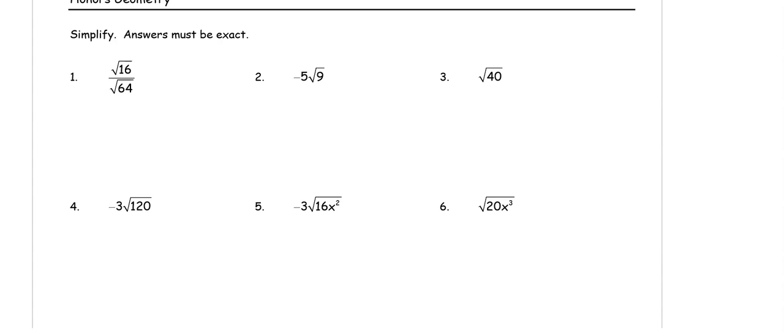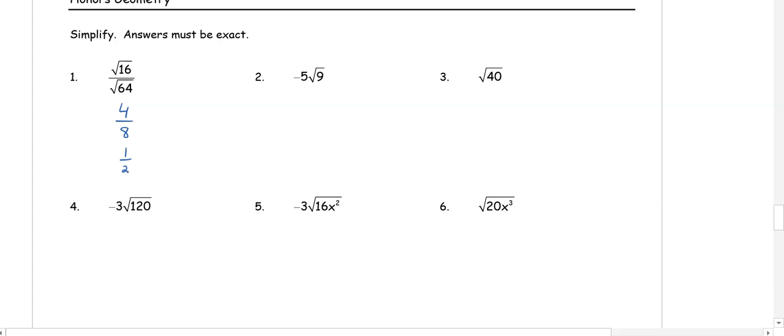So in number one, we have the square root of 16 over the square root of 64. We know that those are both perfect squares. So the square root of 16 is 4. The square root of 64 is 8. Both of those are divisible by 4, so this reduces to 1/2.